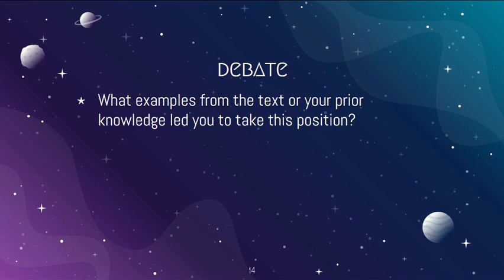At your tables, I'd like you to take a minute to think about what examples from the text or your prior knowledge led you to take this position. I want you to talk at your tables for a few minutes. The benefit of us talking to each other is that we get ideas from each other. In a minute, you're going to write a CER and you're going to have evidence to support your position. So right now is your opportunity to talk at your tables and get some ideas of what pieces of evidence you could use to support your position. Go ahead and have a conversation in your group now.